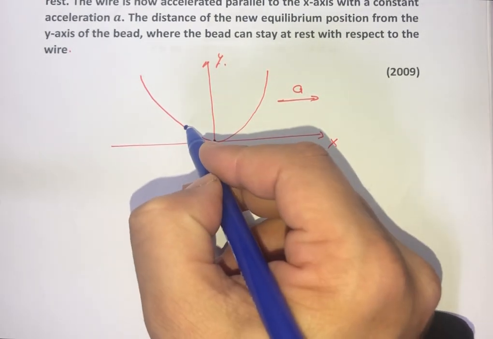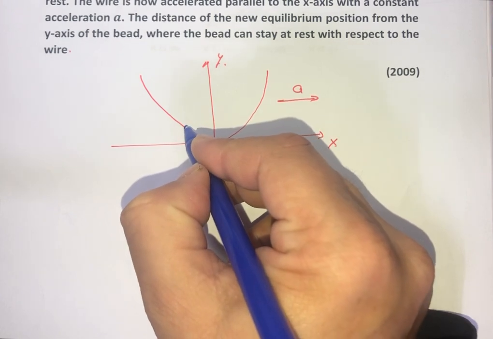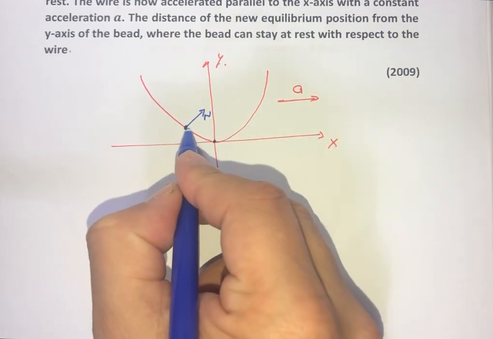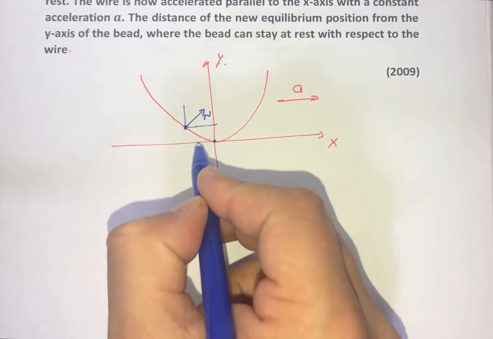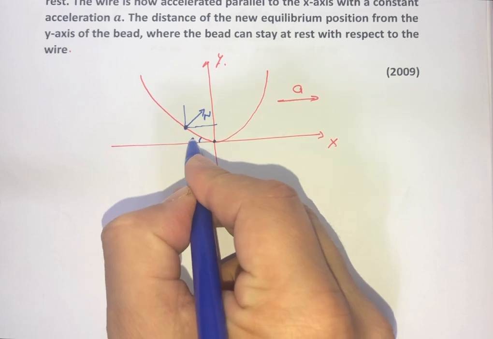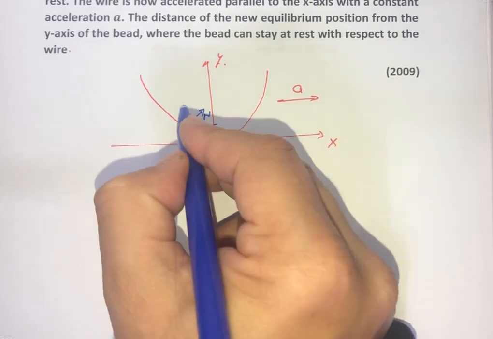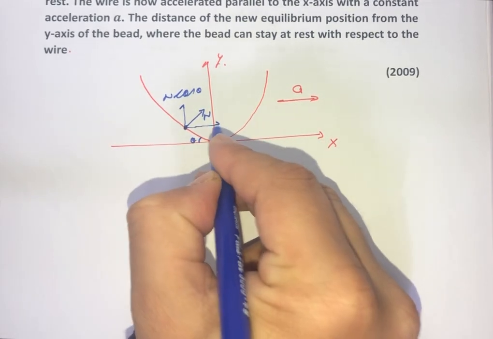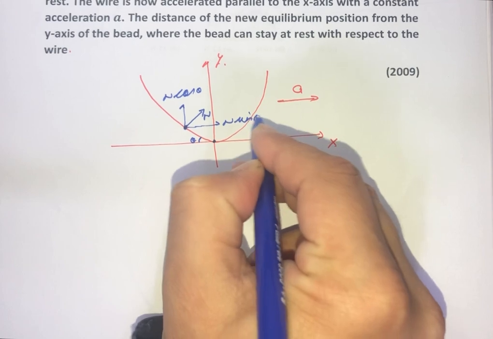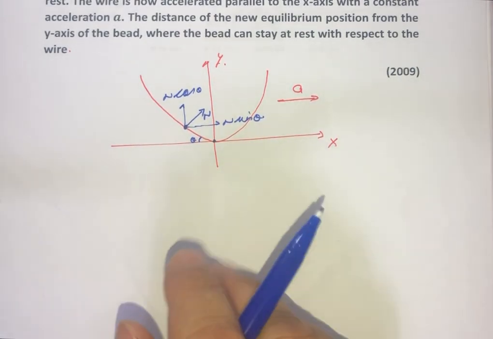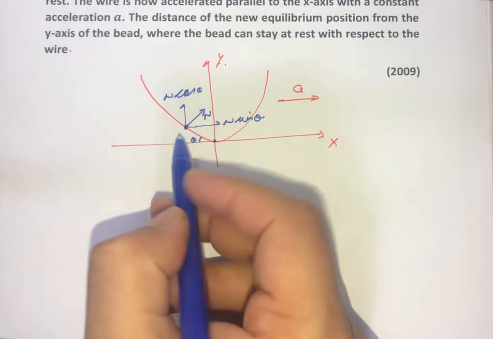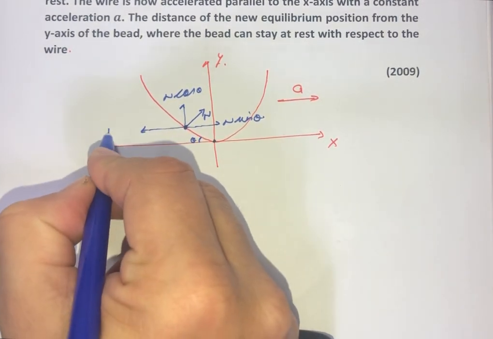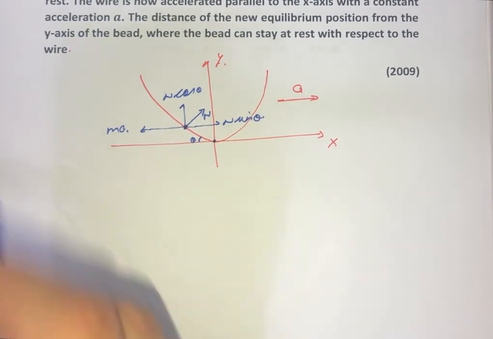Here there will be a normal acting like this, perpendicular to the contact surface. This normal can be divided into two components, and we assume that this angle is theta. So we get this as n cos theta, and this is n sin theta. And there will also be a pseudo force acting on the bead, and that will be ma. So this is our pseudo force.